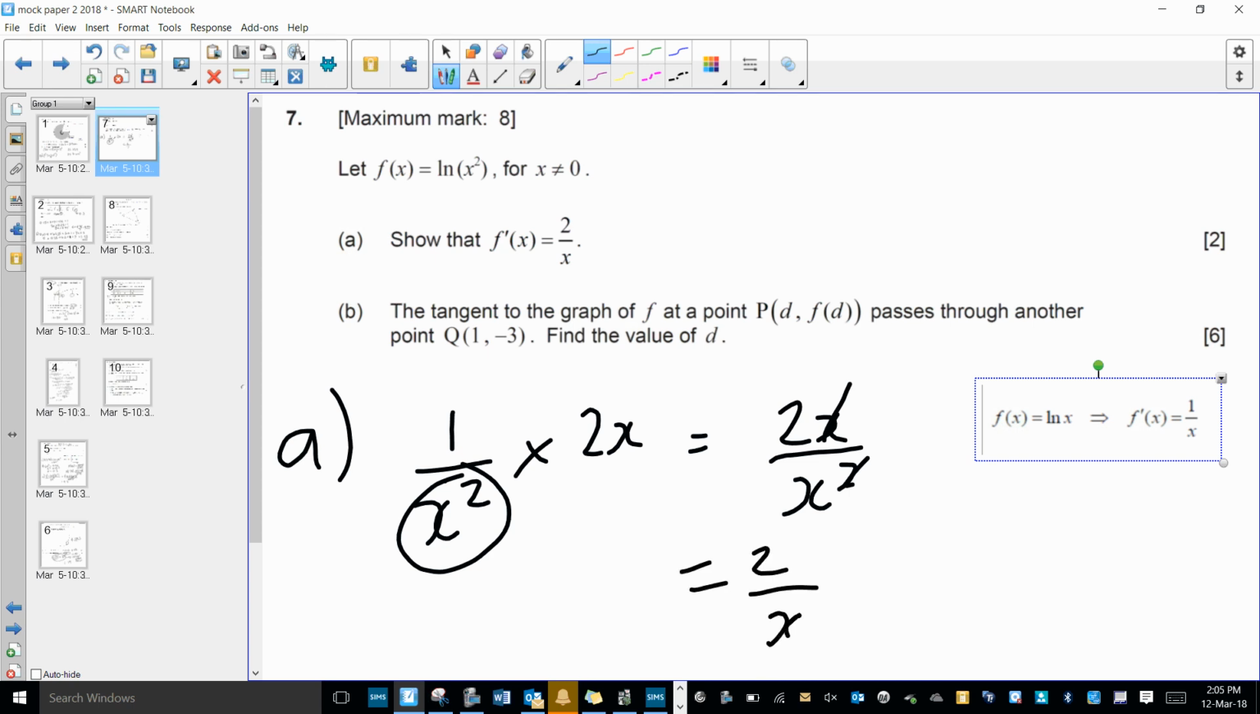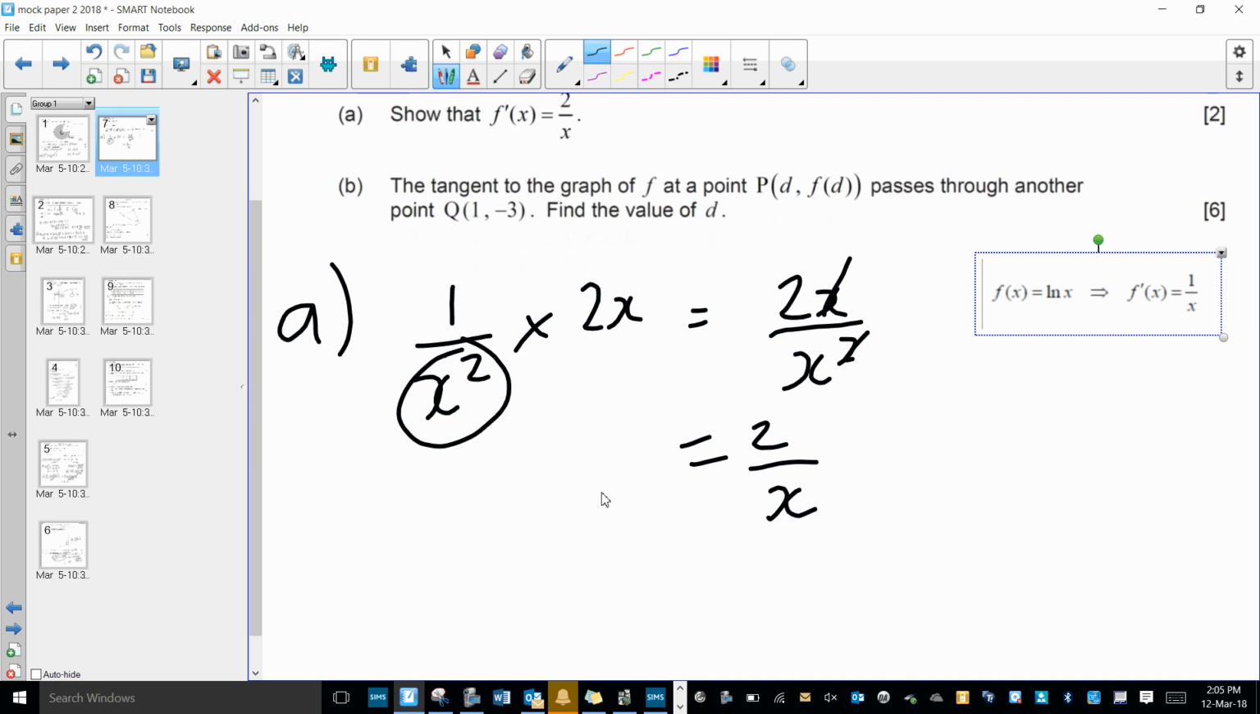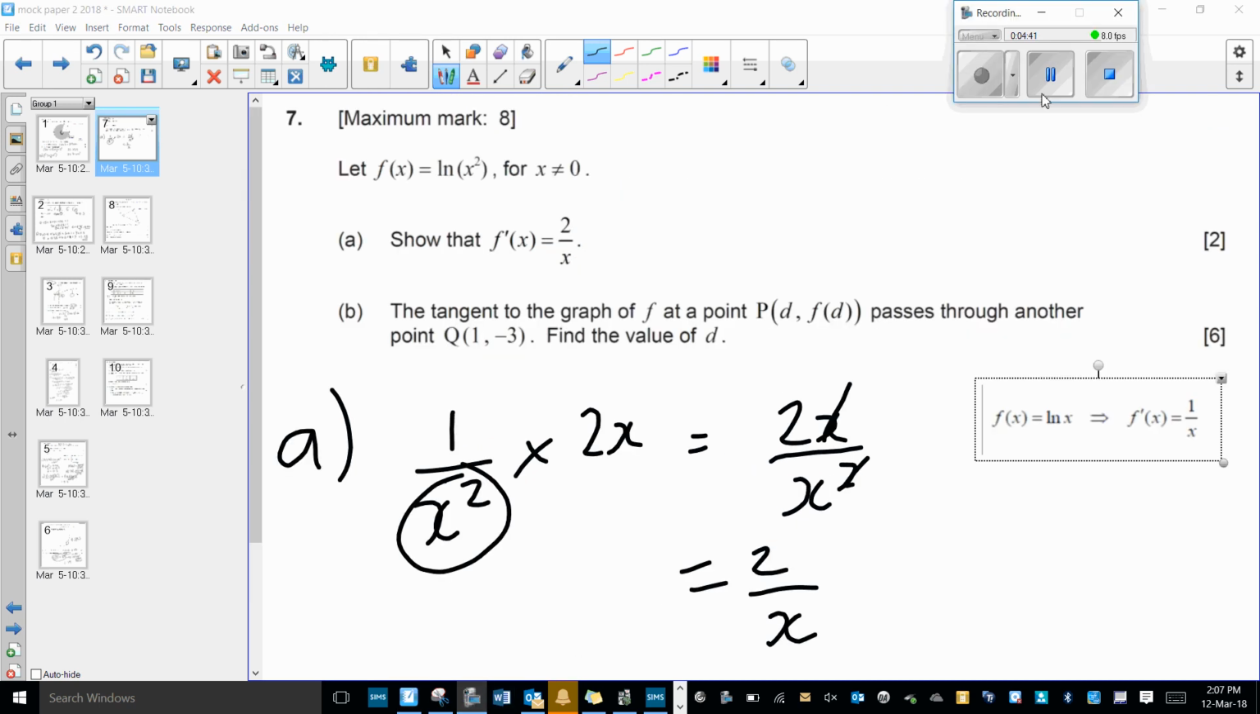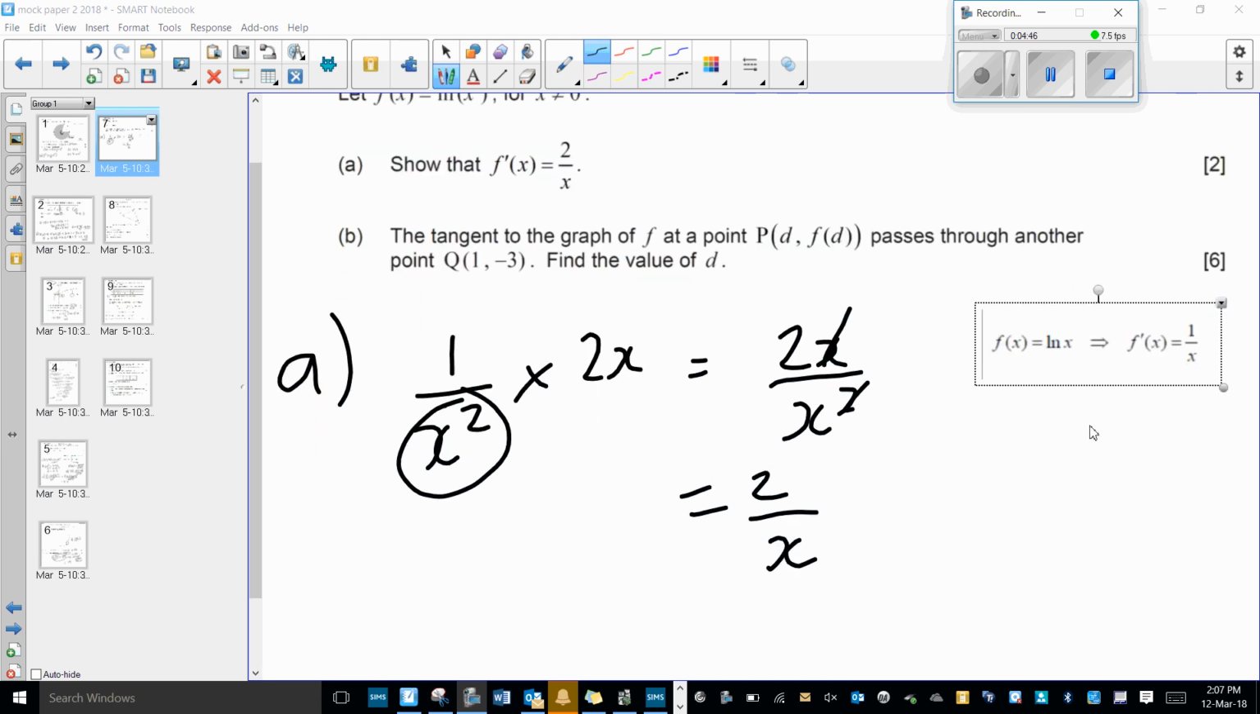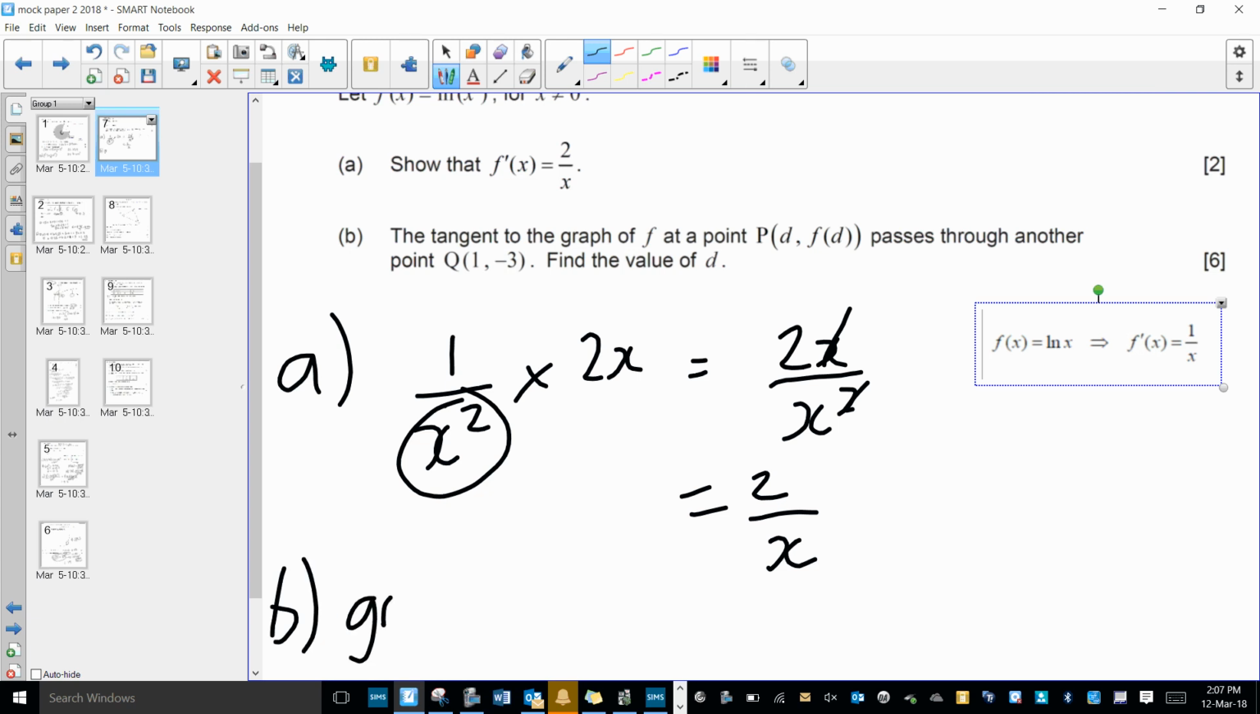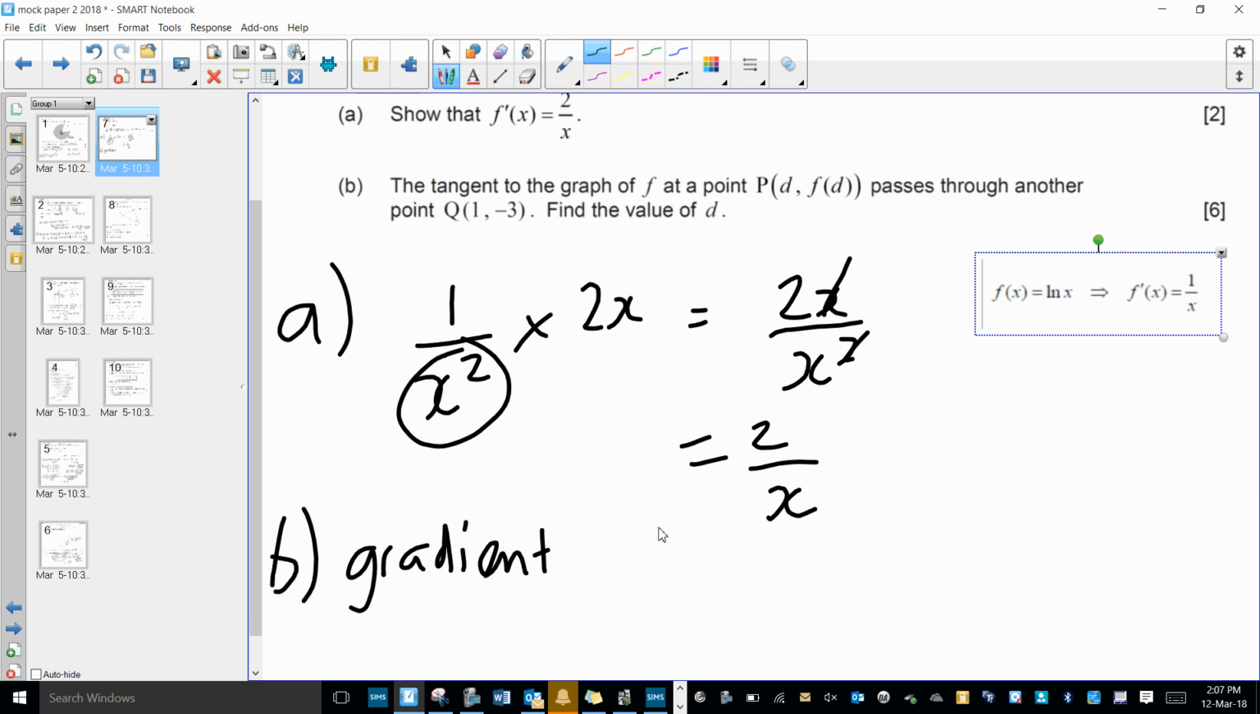The tangent of the graph at the point P passes through another point, find d. Oh gosh, this is very nice. How much time have I used? Okay, so when we're trying to find equations of tangents, we would generally be looking for the gradient of the line, and finding a point on it, and then substituting that in to find the missing value of c.